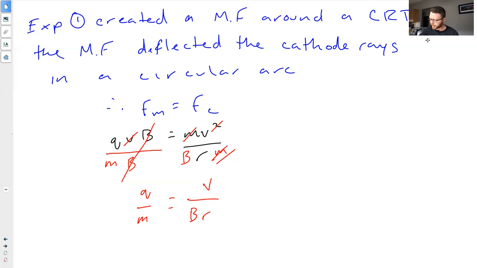Just a reminder that this formula that I used here, Fm is equal to QVB, is the deflecting force. So he was able to calculate the charge to mass ratio for a cathode ray. But at this point, we still need to find V. Measuring the speed of cathode rays was quite difficult to do because they travel so quickly. So he used another experiment to get around the fact that he couldn't measure V, and he did this indirectly.